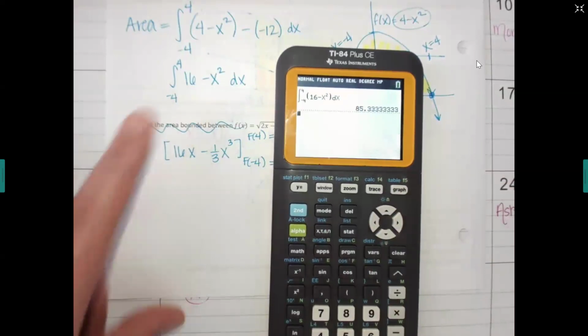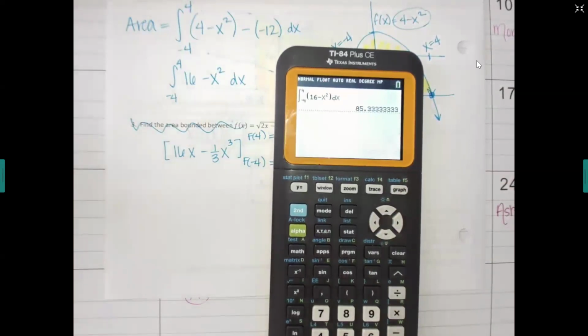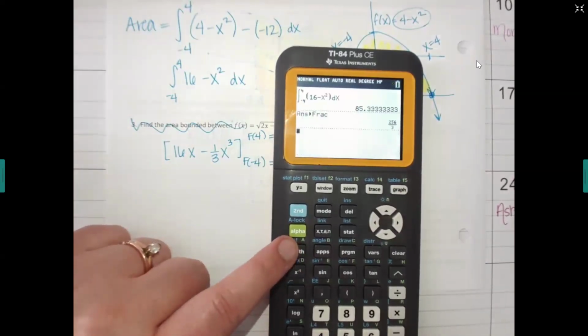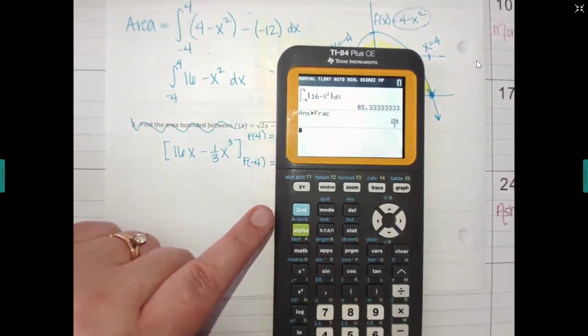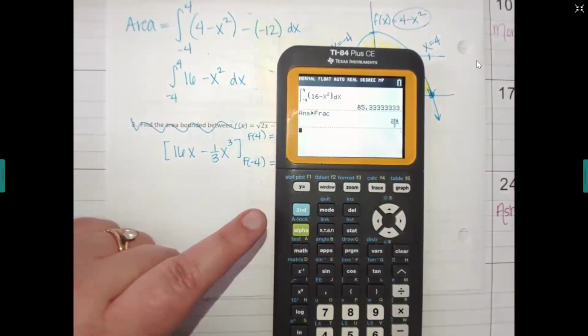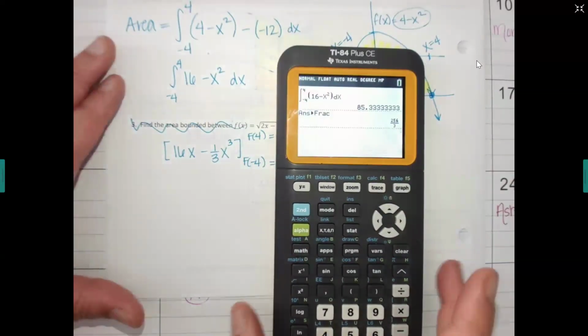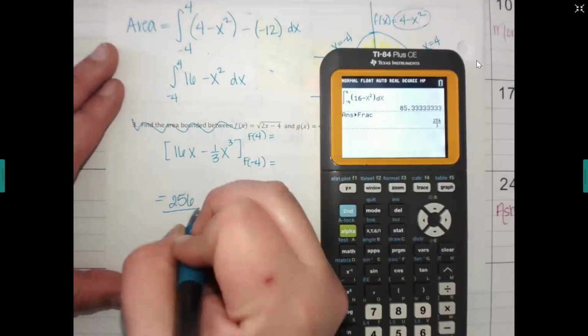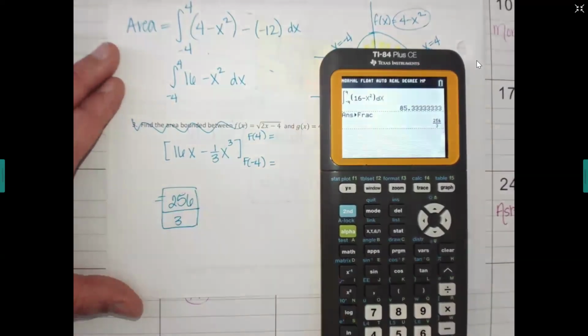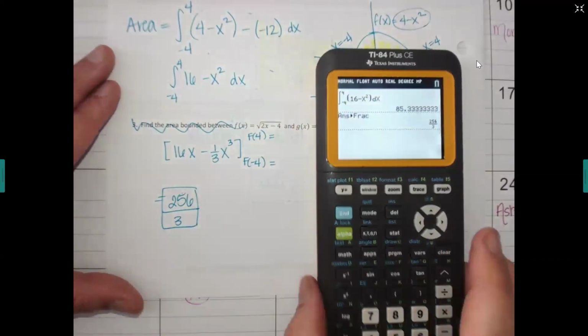Now, for your homework, if you decide to do this on a few questions, I don't care, but you can't round. So you're going to have to be able to turn that into a fraction. You can use the math enter to switch that over into a fraction. So 256/3 would be how you would have to type that into your Delta Math. Do we understand the idea?